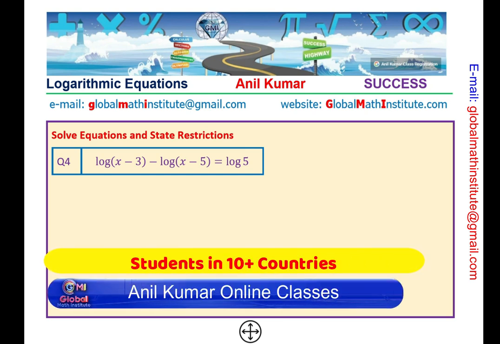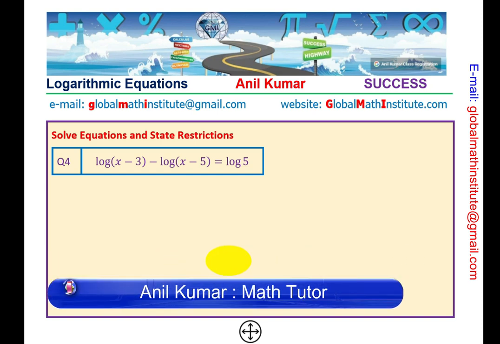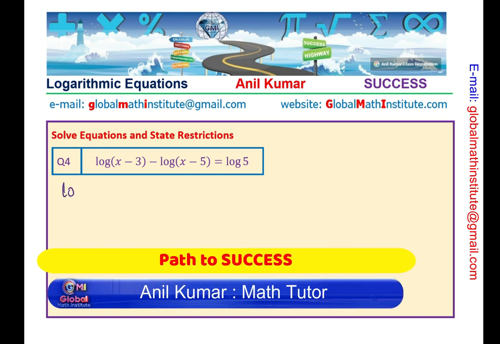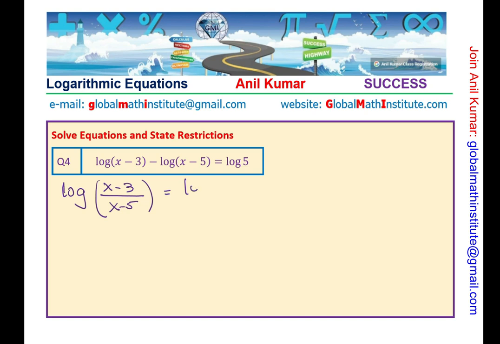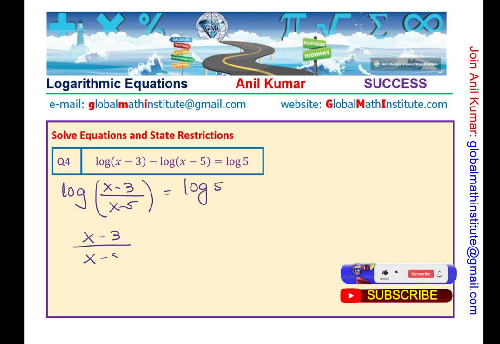x minus 5 equals to log 5. You can apply the logarithmic rules, right? So we can rewrite this question as log of, when it is minus, we get the quotient of x minus 3 and x minus 5, correct? And that is equal to log of 5. This equation is true. It means x minus 3 over x minus 5 is equal to 5, correct?